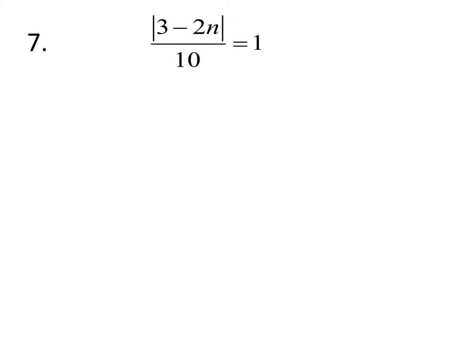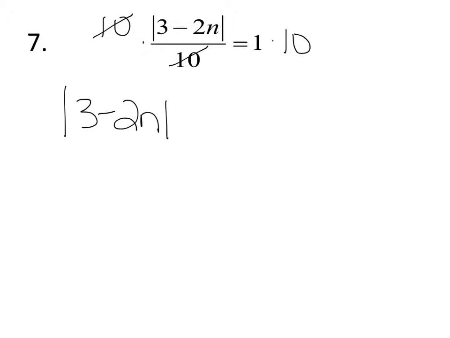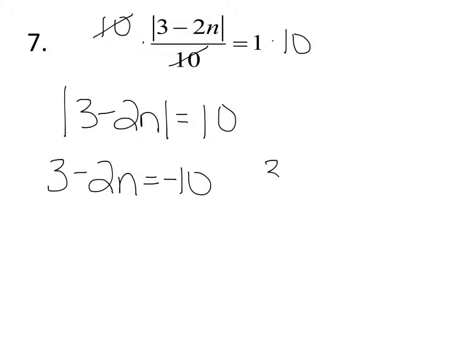All right, with number 7, we're talking about absolute values. In order to solve an absolute value, you have to isolate the absolute value. So I need to multiply both sides by 10 to get rid of this 10 in the denominator because it's not included in my absolute value. And you end up with the absolute value of 3 minus 2n equals 10. You cannot start solving inside the absolute value. You actually need to set it equal to two different answers. So you have 3 minus 2n equals negative 10, and 3 minus 2n equals 10.